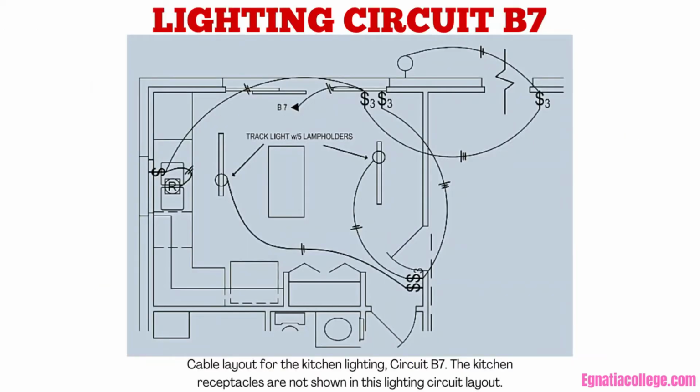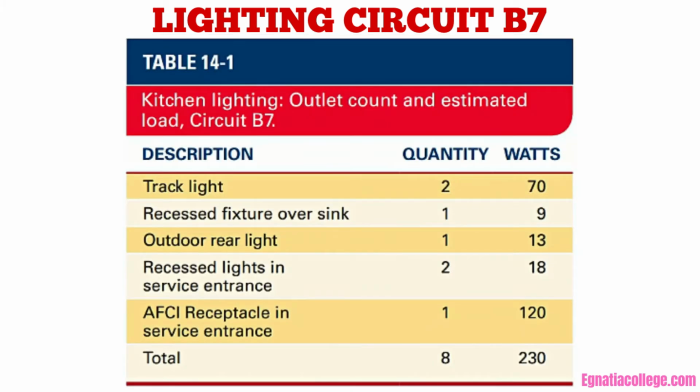Lighting circuit B7. Circuit B7 supplies the lighting in the kitchen and service entrance as well as the outside light between the sliding doors in the kitchen and living room. There are 7 outlets on circuit B7. Kitchen lighting, outlet count and estimated load, circuit B7 are described in this table.